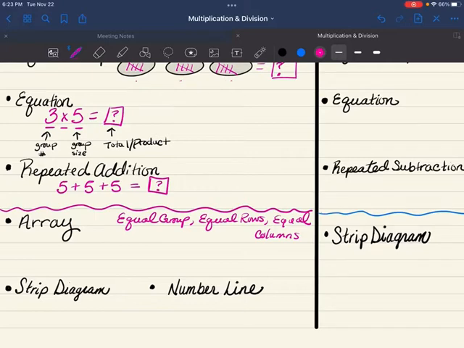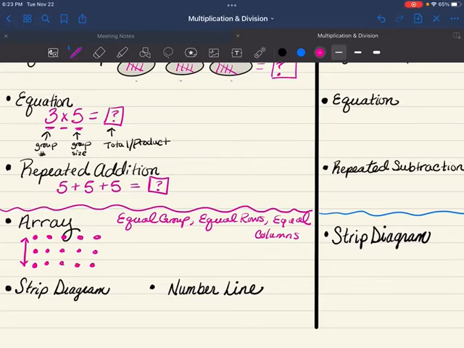Okay, so for an array, you go back to your equation, and remember, we say 3 groups of 5. So for an array, I'm going to say 3 rows of 5 columns, or 3 rows and 5 columns. Or I could say 3 rows of 5 objects. So in this case, I have 3 rows. I draw my rows first because the rows go horizontally. And then I draw my columns, 1, 2, 3, 4, 5, and then I just fill them in.